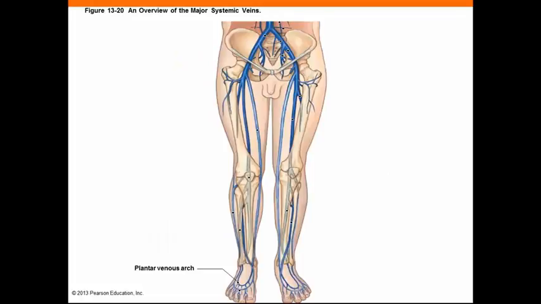So we'll start distally again and move as the blood does in the venous system. Down at the toes, the blood collects into a network of plantar veins, which drain the plantar venous arch, which drains into the deep veins of the leg: the anterior tibial vein, posterior tibial vein, and fibular vein. The dorsal venous arch drains the superior surface of the foot and collects into the superficial veins, the great saphenous and the small saphenous veins.